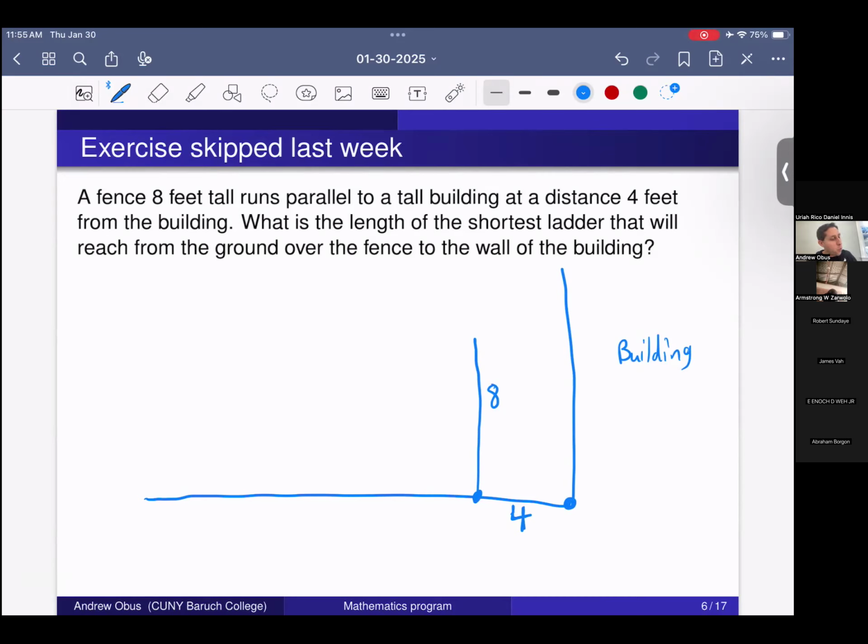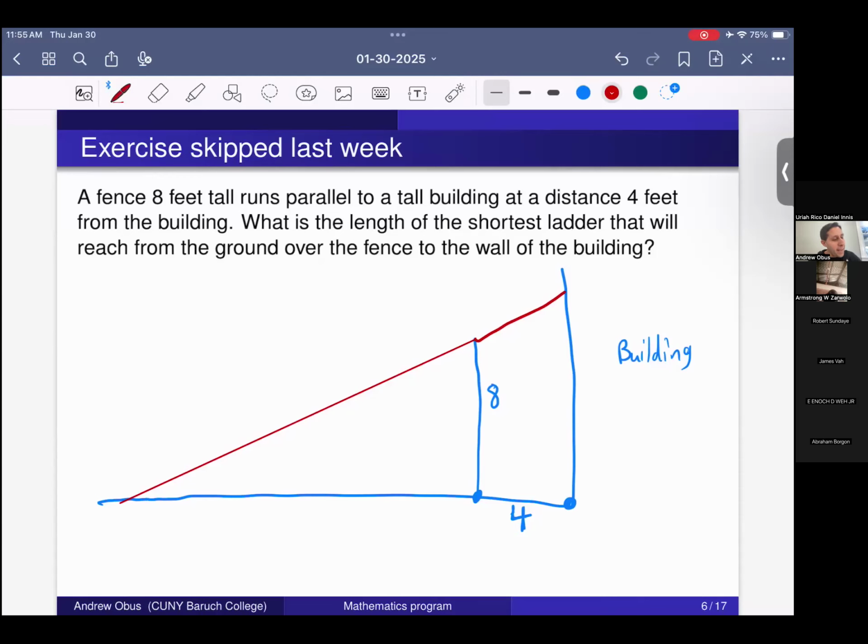And so the question is, what is the length of the shortest ladder that will reach from the ground over the fence to the wall of the building? So I'll draw the ladder in red. So let's say that we have a ladder like this. Right? So we have a ladder like this. And we want to know how short can the ladder be.